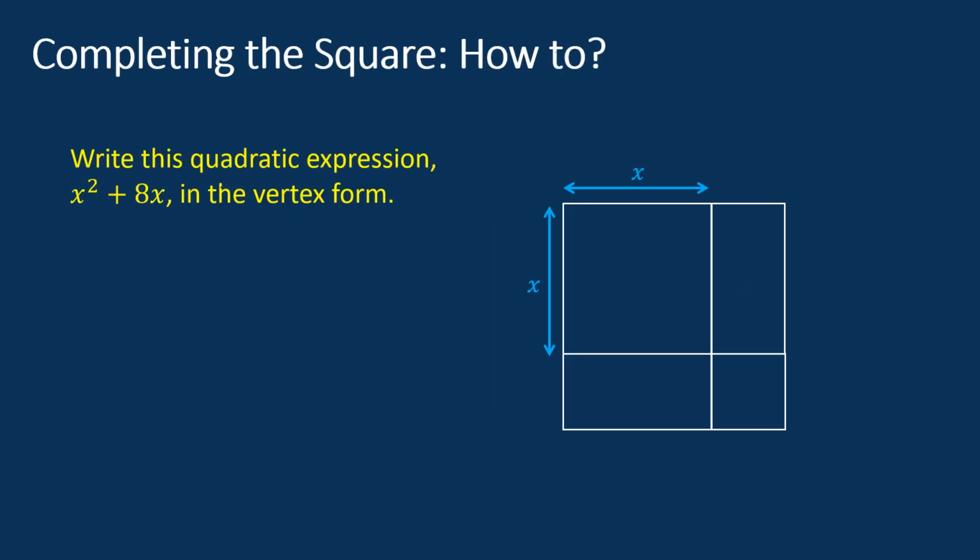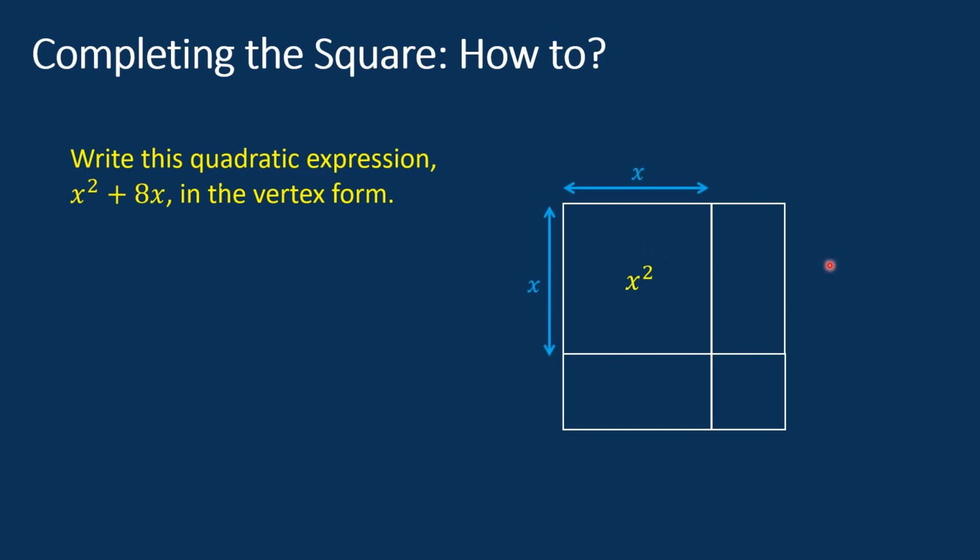Now let's see this example. Let's write this quadratic expression x squared plus 8x in the vertex form by using completing the square. To complete the square, we need to fill up all these 4 pieces. The first piece needs to be filled with the x squared term. Therefore, the dimensions of the square are x times x.